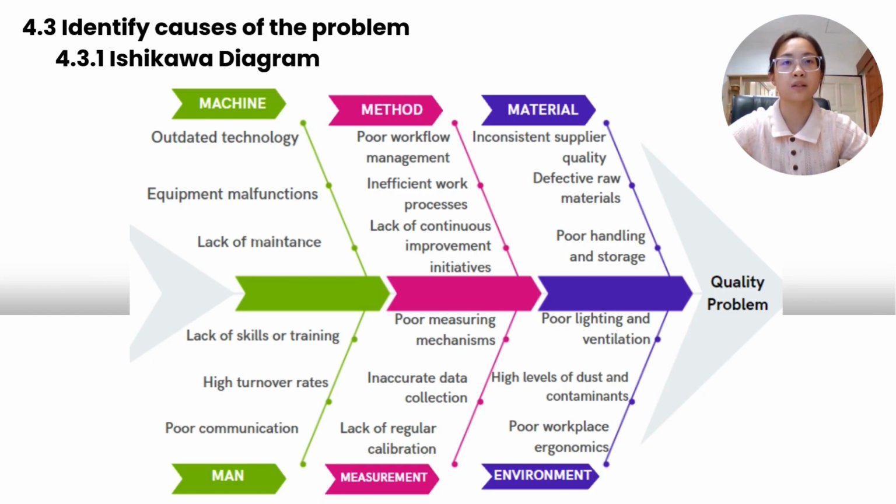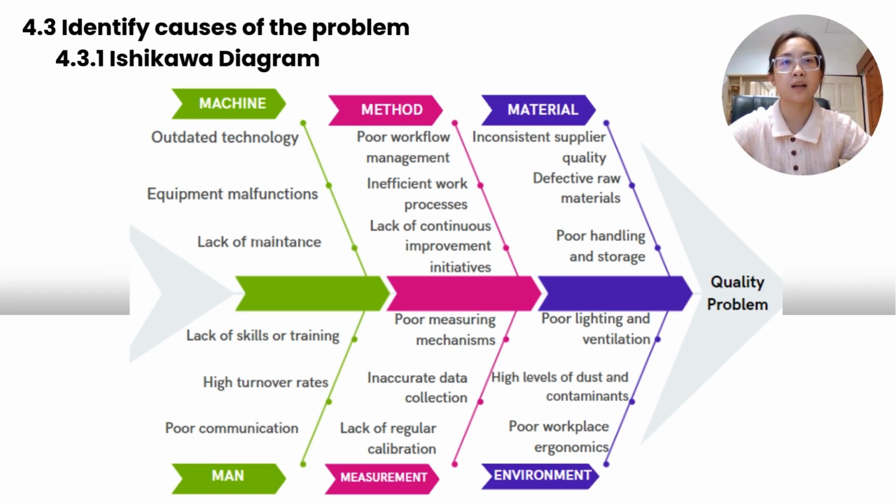The material category focuses on issues related to the raw materials used in production. Poor handling and storage of materials further contribute to quality issues, as damaged or contaminated materials enter the production process, and also inconsistent supplier quality and defective raw materials.